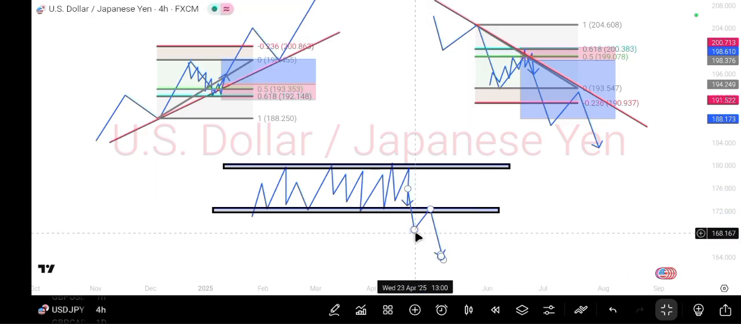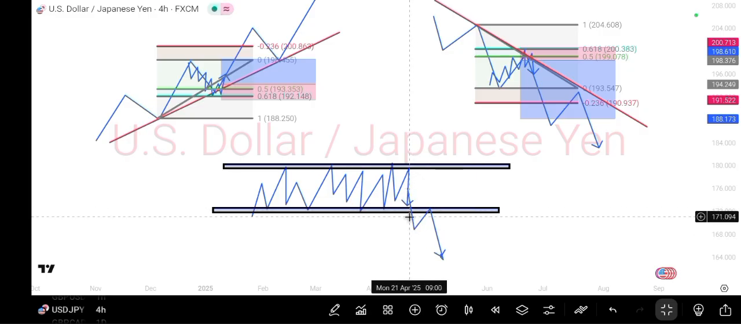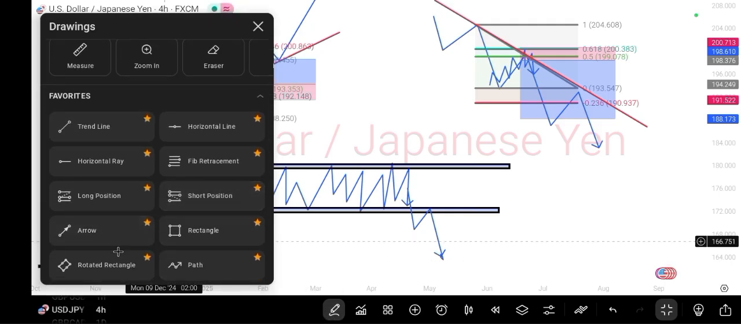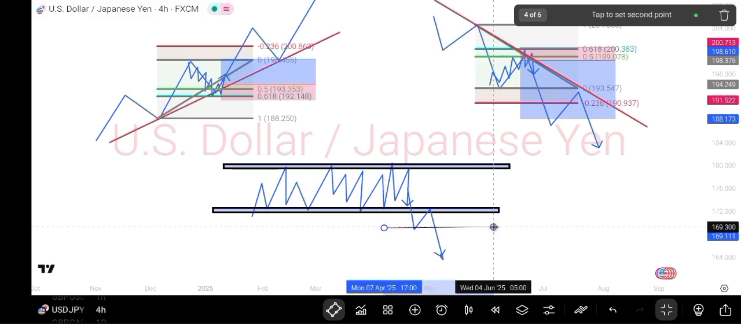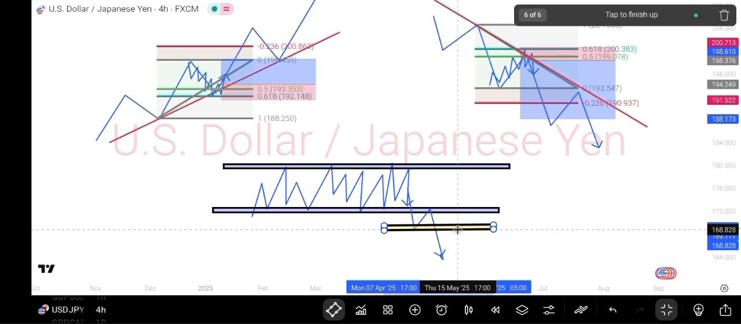To execute, after the breakout, if it broke to the downside, you take your rotated rectangle and mark the lowest point that the market came to after the break. You mark it out just like so.